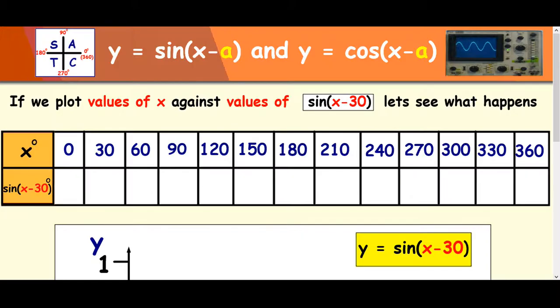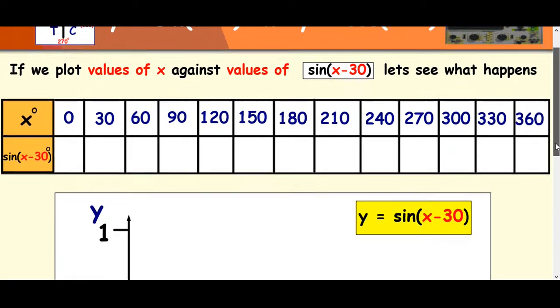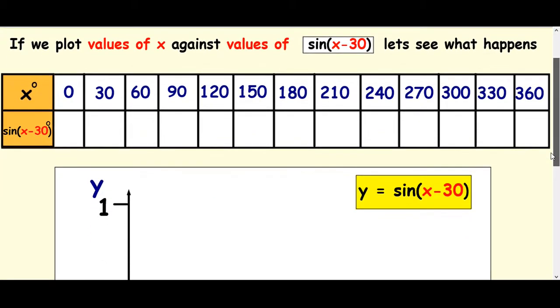Okay, we'll also look at the sine of x minus 30, to see what happens there. I'll give you a bit of time to copy the table out, and if you want to try and fill in all the values in the table, I'll do the first one for you. That will be 0 minus 30, so type sine of minus 30 into your calculator. It should come out as minus 0.5. Sine of 30 minus 30, that's just the sine of 0, which is 0. I'll let you continue that. If you just pause the video.